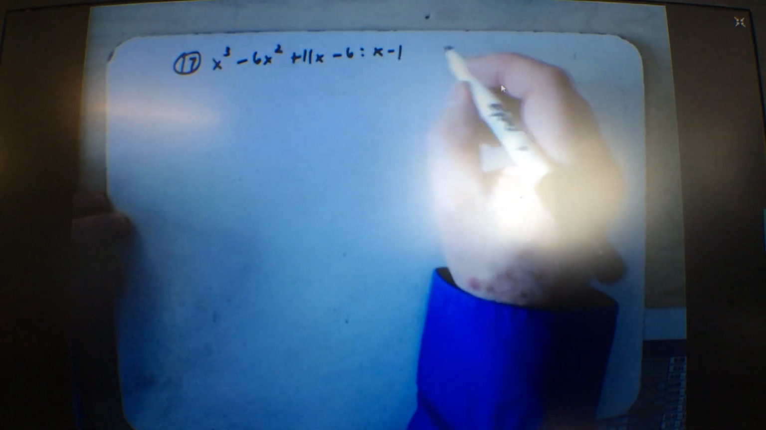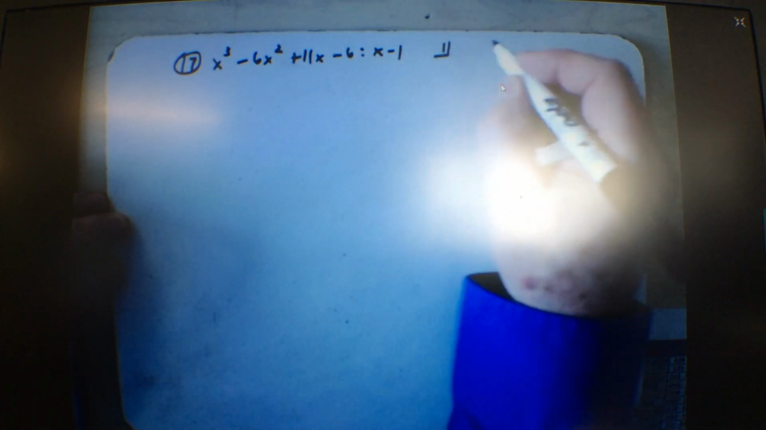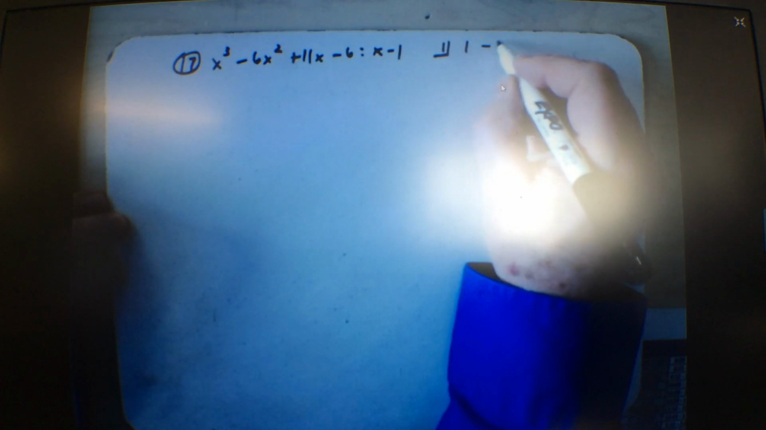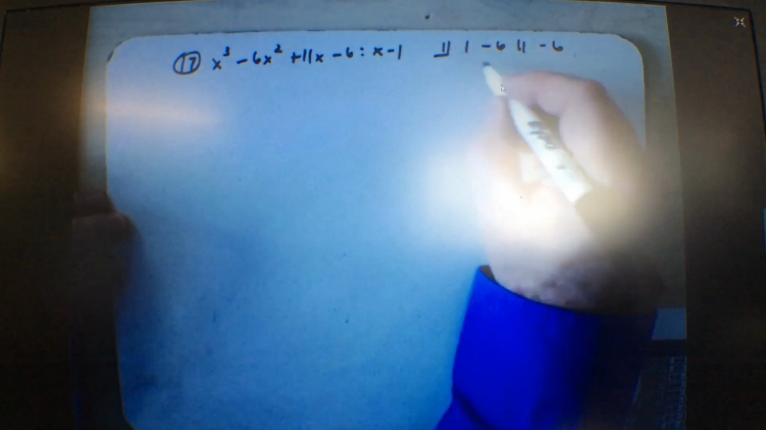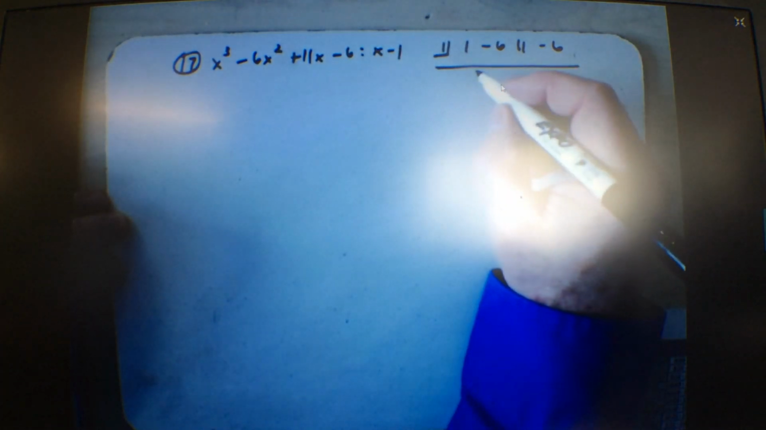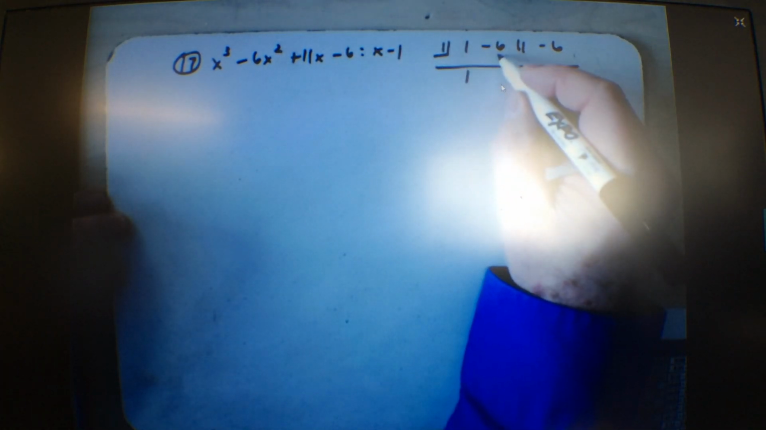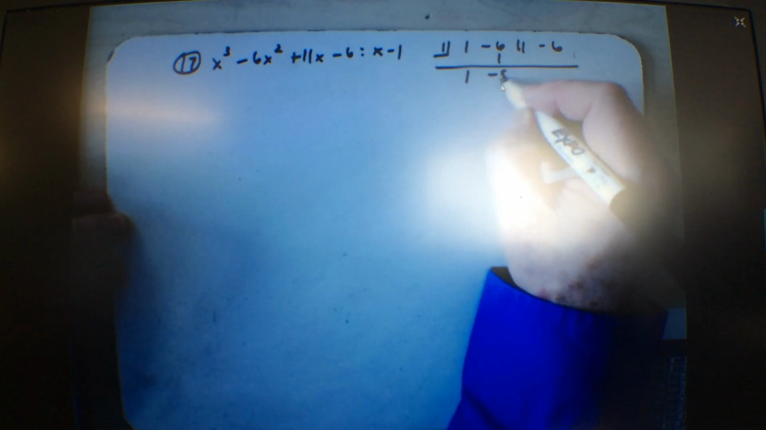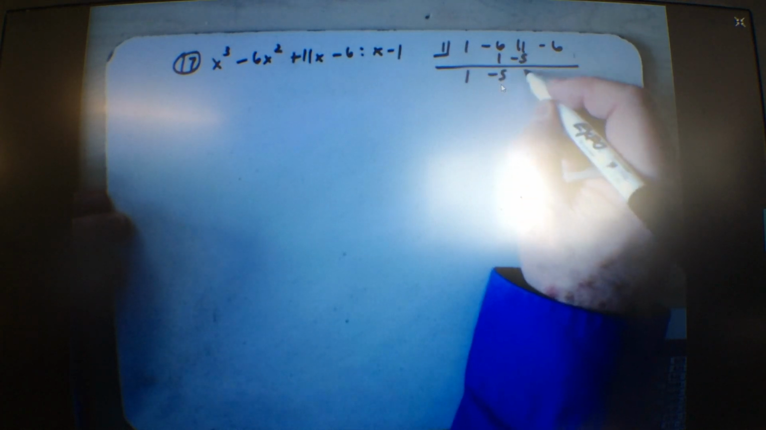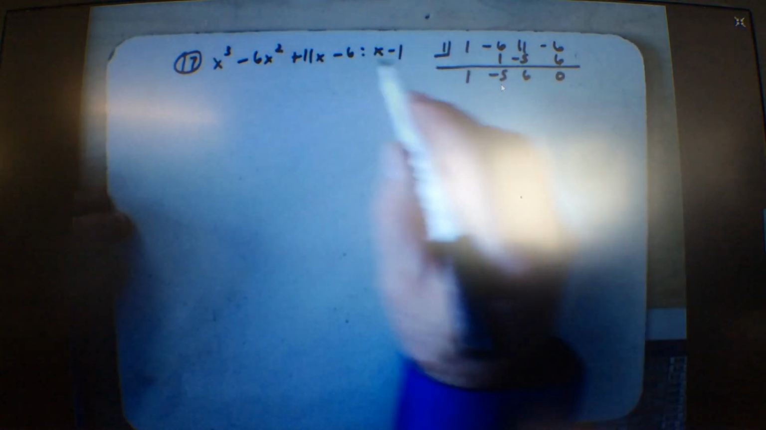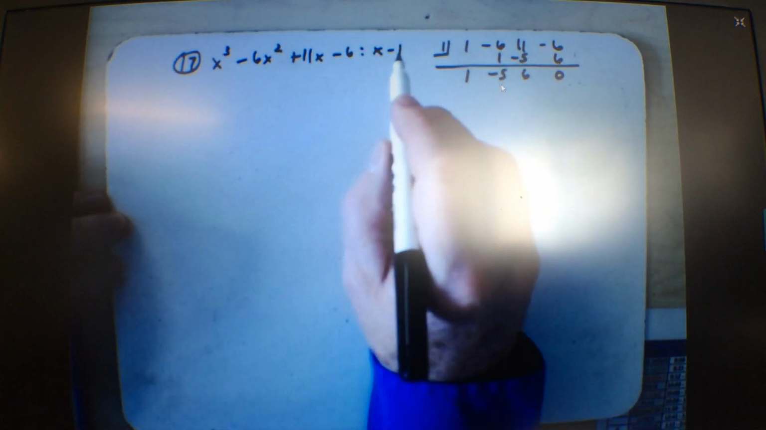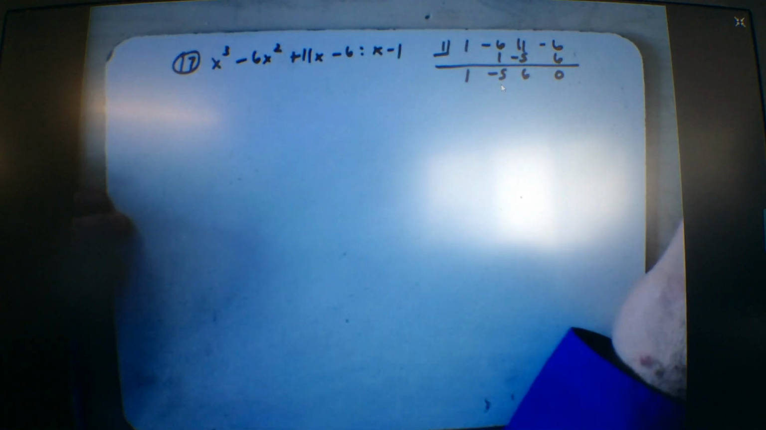1 goes in the box, and I get 1, negative 6, 11, and negative 6. Now what's my remainder going to be, or better be? It better be 0. So that's 1, that's a negative 5, that's 6, and I get 0, right? What did you put in the box? 1. It's the opposite. And then the 1 here, then negative 5.